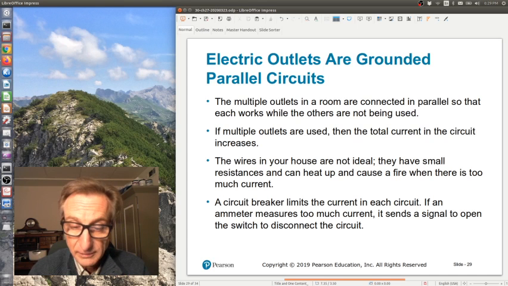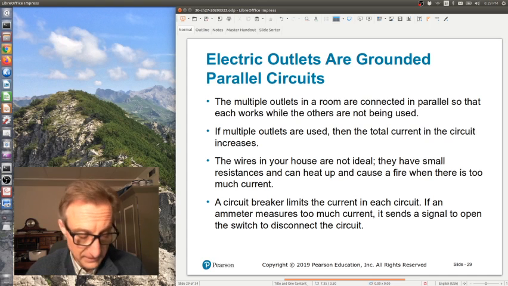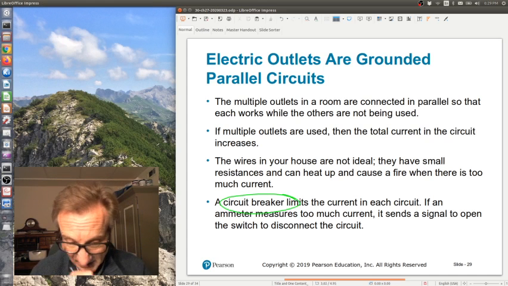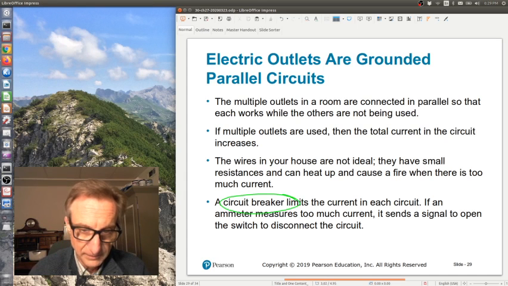If multiple outlets are used, then the total current in the circuit increases. If I plug in many things and use them, we're going to have an example of this a little later in this section, the current increases, and so it's important that the current not increase above a certain value. And the wires themselves are not ideal. They have small resistances and can heat up and cause a fire if there's too much current. That's the reason, like we just said, for circuit breakers, which limit the current in each circuit. They're devices that simply trip open if the current exceeds a certain value.